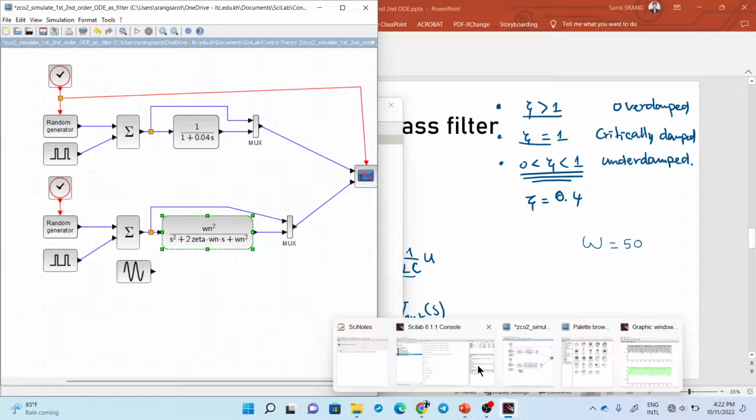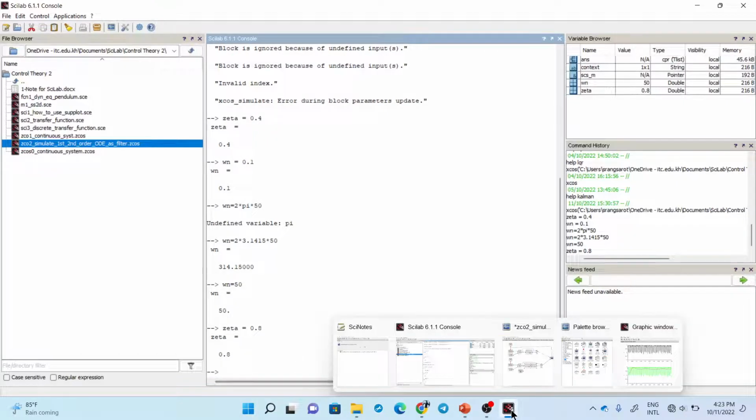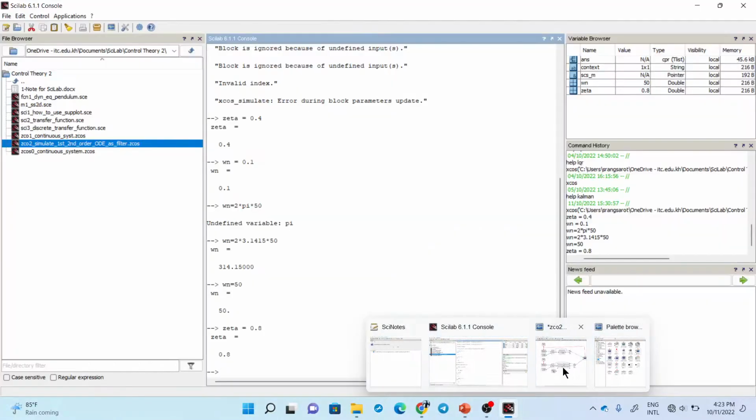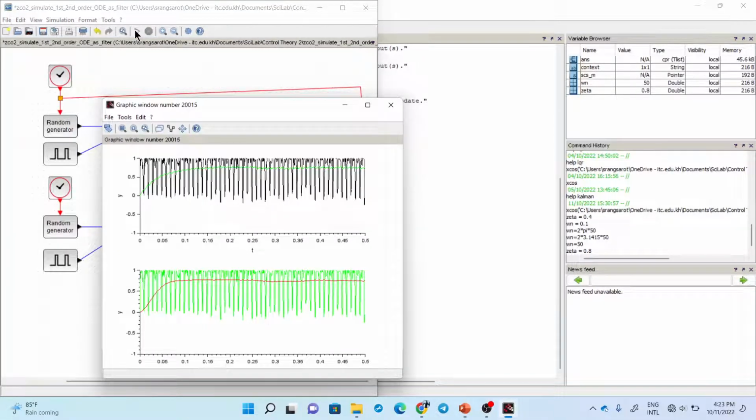Okay, let's see if zeta is a little bit bigger. Let's say zeta equal to 0.8. Then let's see the result again. Let's overshoot. So these two look much like the same, right? These two results look much like the same.